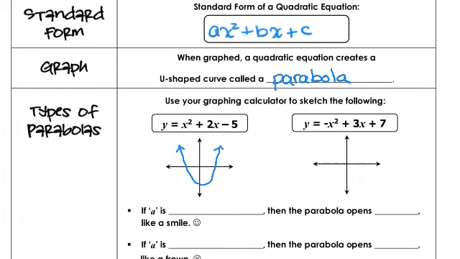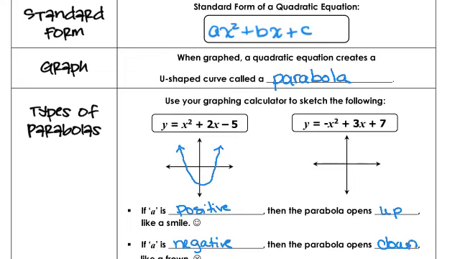If A is positive, remember that's the coefficient of the quadratic term, then the parabola opens up like a smile. Conversely, if A is negative, then the parabola opens down.